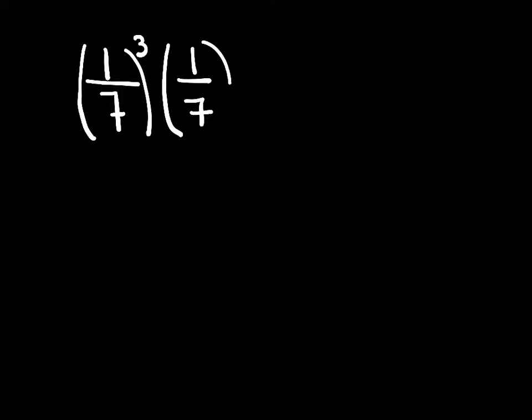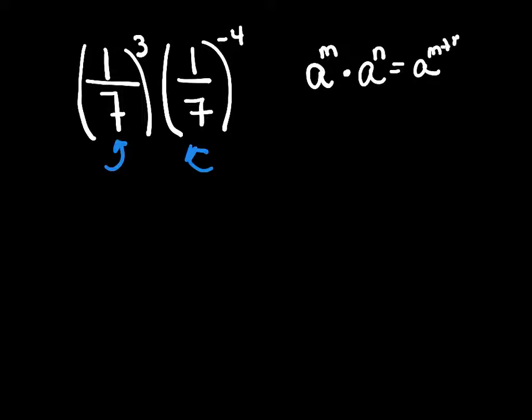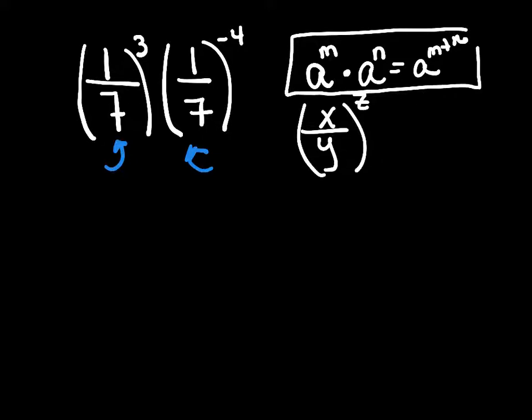Okay, our next example, we have 1 divided by 7 in parentheses to the 3rd power times 1 divided by 7 to the negative 4. We have two rules going on here. We have two bases that are the same, 1 over 7, and they are being multiplied by each other. So that is the rule that says a to the m times a to the n equals a to the m plus n. We also have the rule where we have a fraction inside of a set of parentheses raised to a power. Okay, let's deal with the first part first.